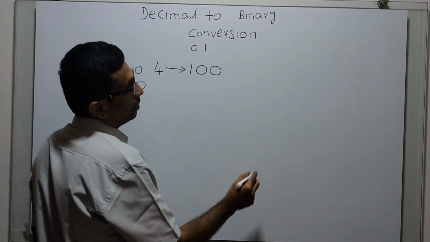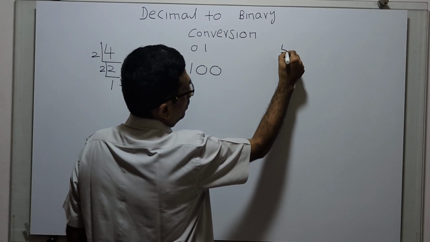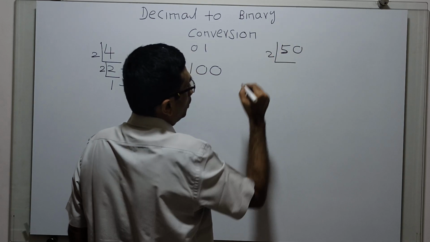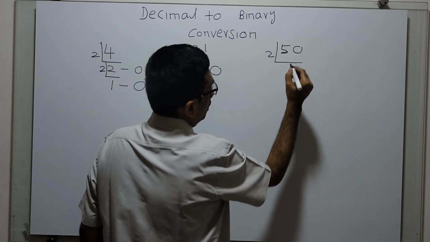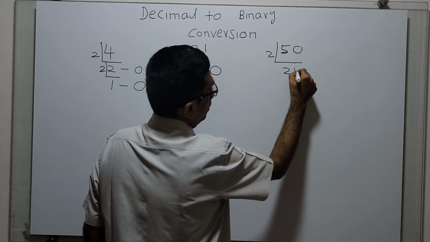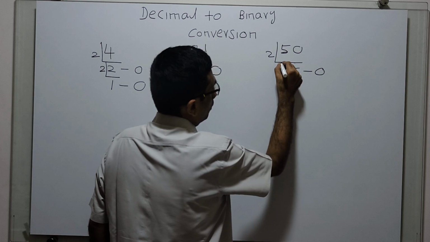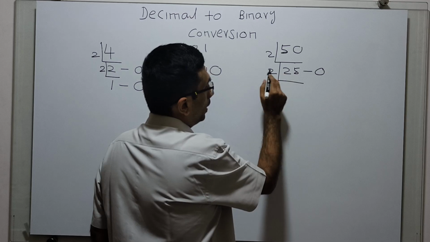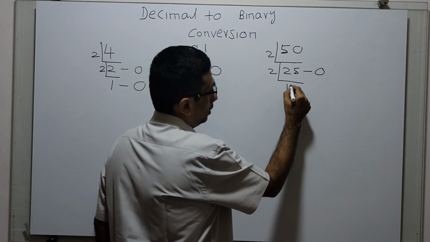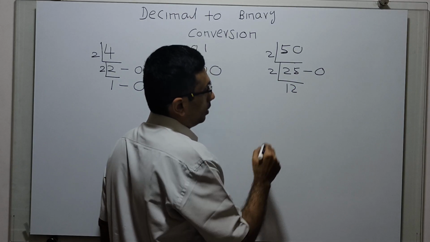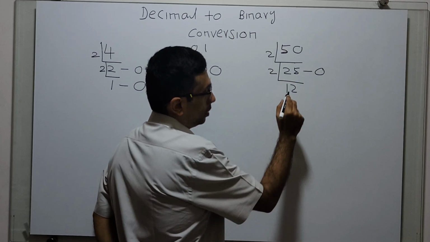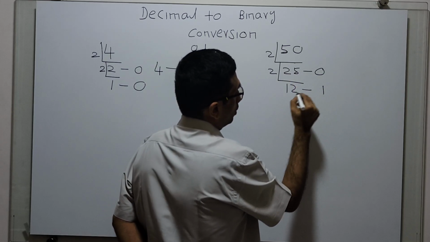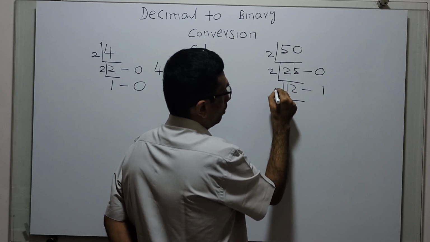Now I am taking a decimal number 50. So I am dividing it by 2. The quotient is 25. Remainder is 0. Now I am dividing 25 by 2. So write the whole number 12. 25 by 2 is 12.5, so omit the fractional number. The remainder is 1. Again I am dividing 12 by 2.